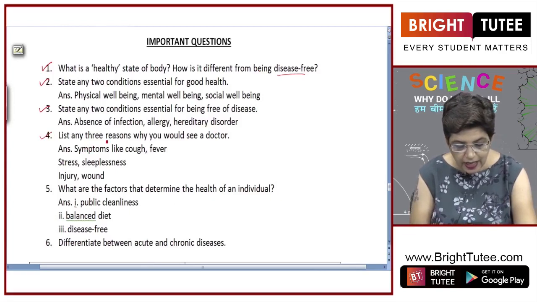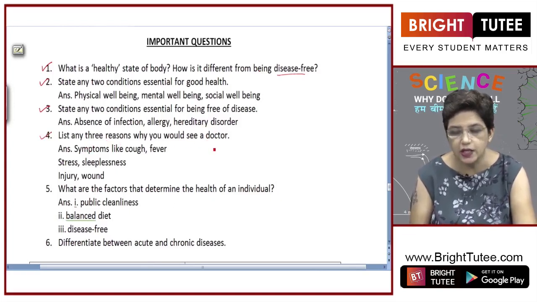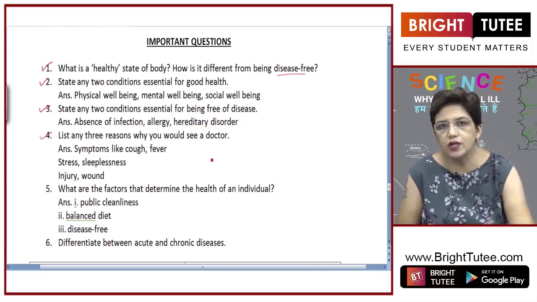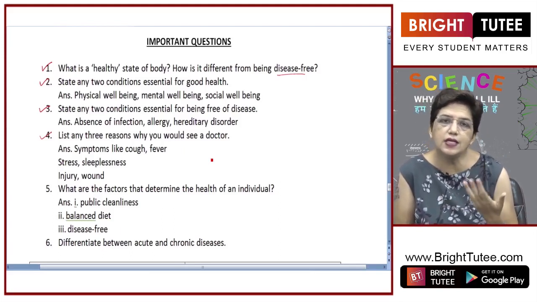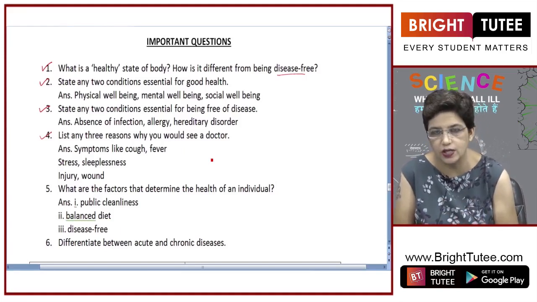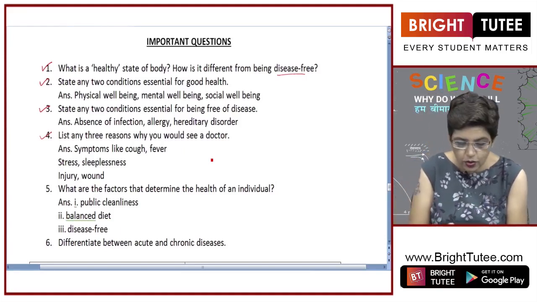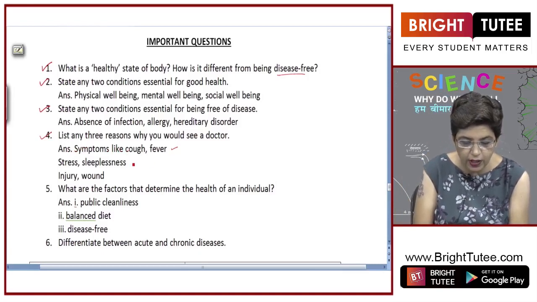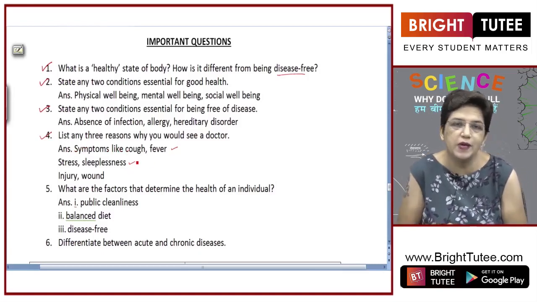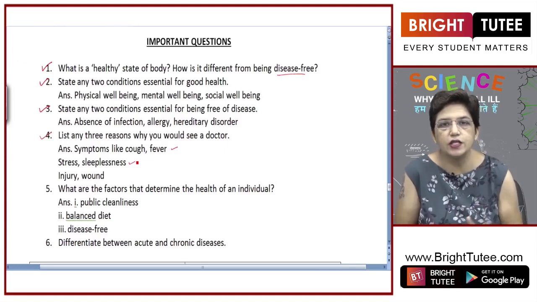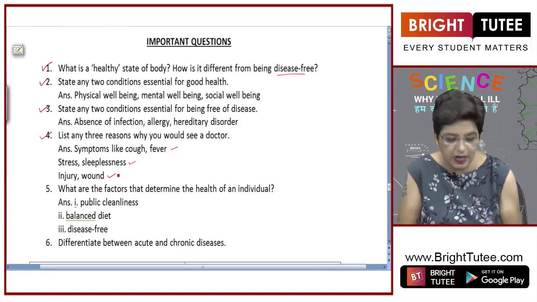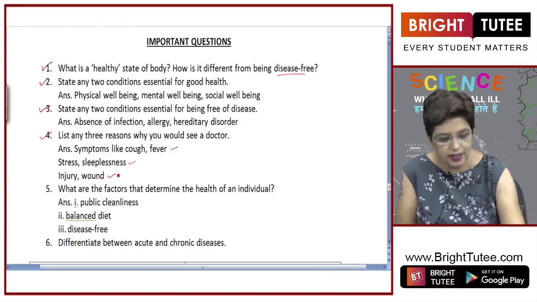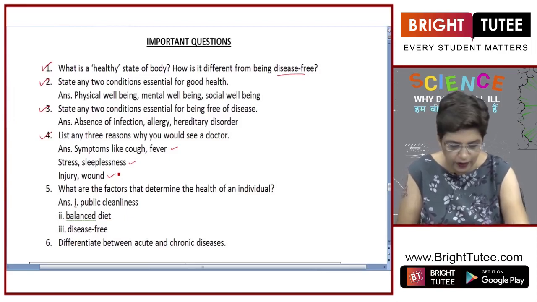Next question, list any 3 reasons why you would see a doctor. We go and see a doctor only if we are not at ease, if we are feeling uncomfortable. If any of our tissue or organ is not functioning properly, then there are certain manifestations or symptoms which we notice. Then only we go to a doctor. So symptoms like cough and fever, then symptoms related to the mind, like stress or sleeplessness. Then physically there could be some injury or wound. Under these conditions, we would go and see a doctor.